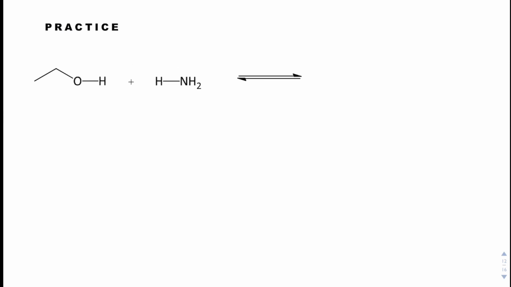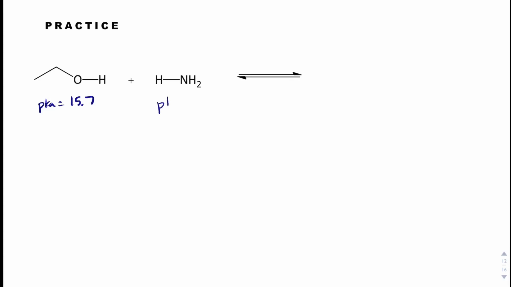Okay, so we both have H's here, so what we need to do is label pKa's. The substance with the lower pKa will behave as an acid. And so if I think about this, this is not water, but this is ethanol. This has a pKa of 15.7. We have ammonia. This has a pKa of 38. Therefore, this will be acid, and I will use its pKa value.